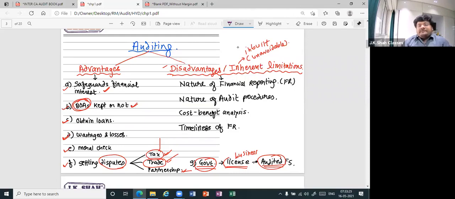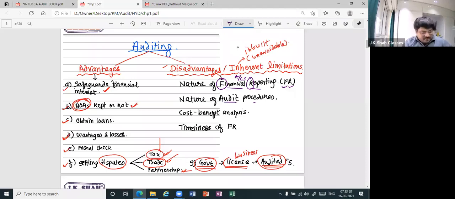First one, nature of financial reporting. Now, when I say financial reporting, in short, I will tell FR. FR means financial reporting. Now, what is financial reporting? It means accounts. Now, you people are at Inter CA. If and when you will reach final CA, at that level you again have the subject of accounts. But there it is not known as accounts. There it is known as financial reporting, FR. So when I say FR, FR means nothing but accounts. Okay. So first is nothing but nature of financial reporting.